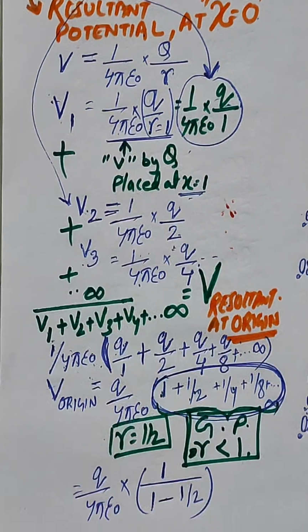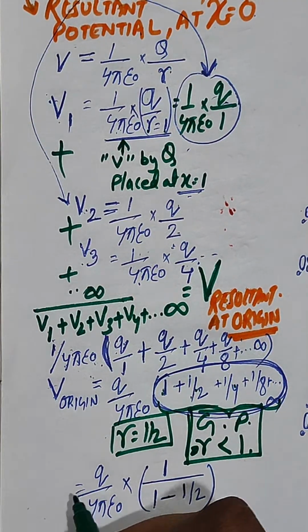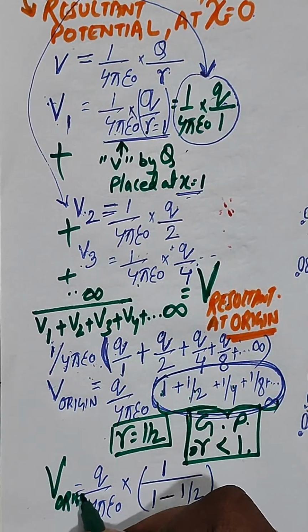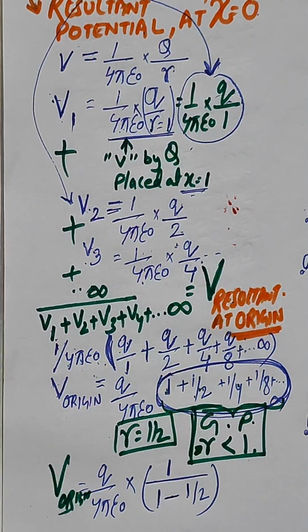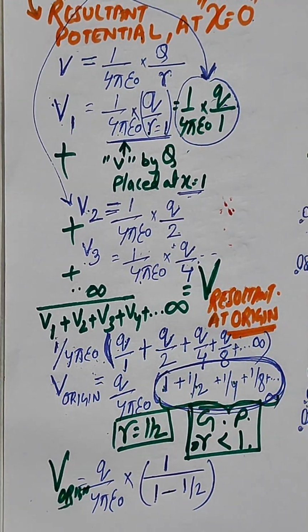So this is the value, let me write it like this. Okay, I think it was not visible. So this is the equivalent potential at origin, right? This is the equivalent potential at origin. Okay, now I think it's visible.